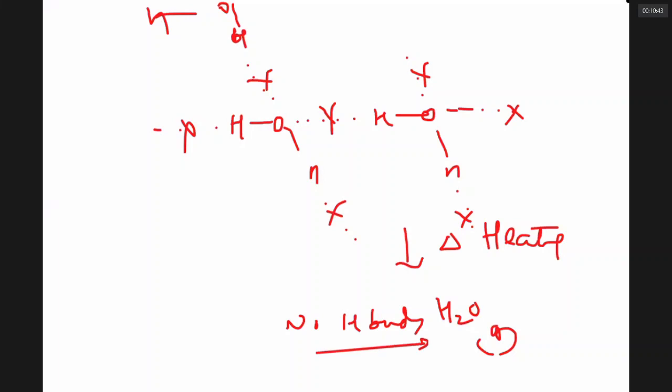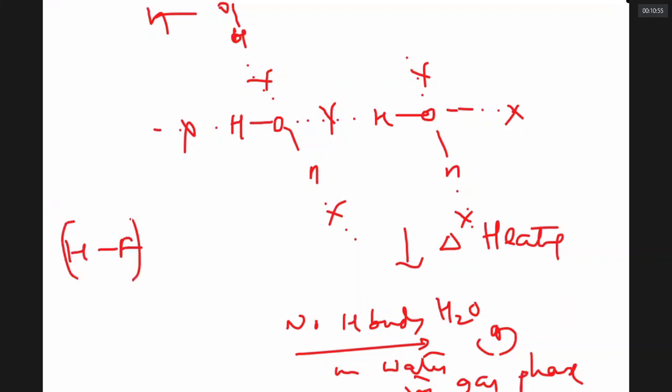In water, in gas phase, you need to break all hydrogen bonds. Whereas for HF, even in vapor phase, there are hydrogen bonds. It exists as a pack of 6 molecules. So there is no need to break all hydrogen bonds to convert HF liquid into HF gas.